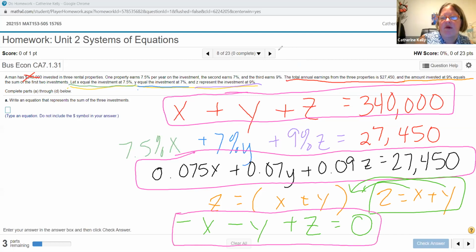So when you go to your calculator, I cannot erase this. It's not like a smart board. I'm just writing on the screen. So I'm going to squeeze it in over here. And I have X plus Y plus Z is 340,000. So I go to my matrix.